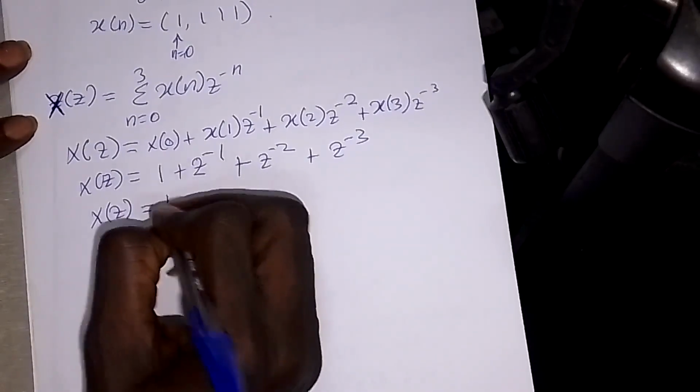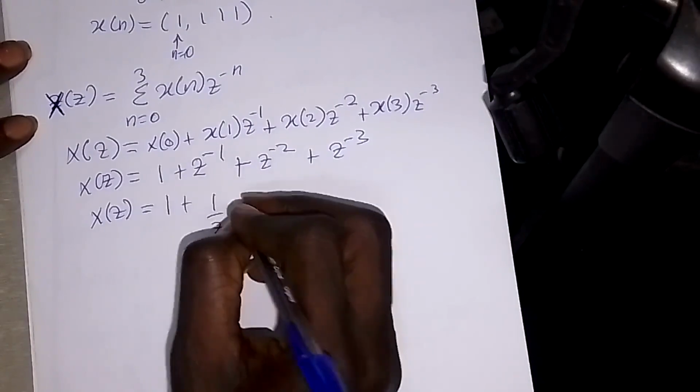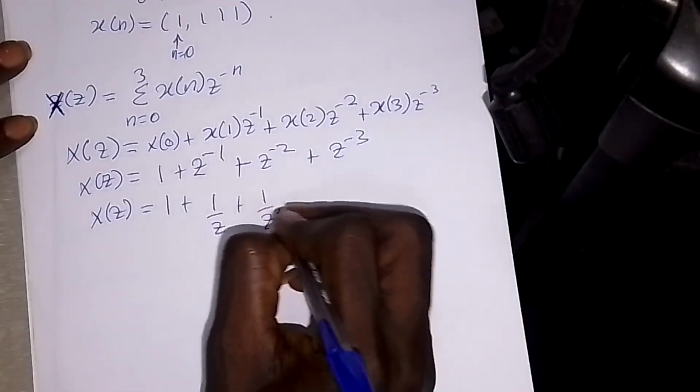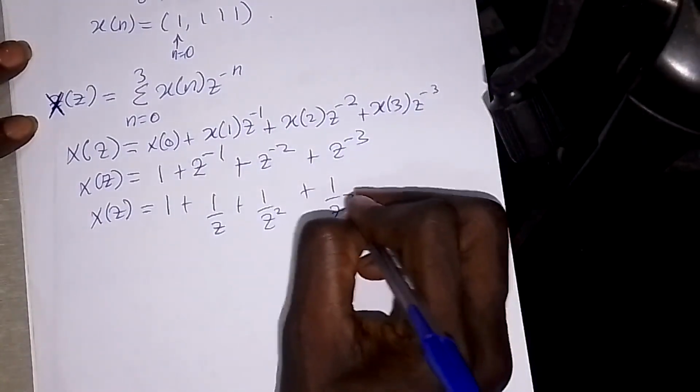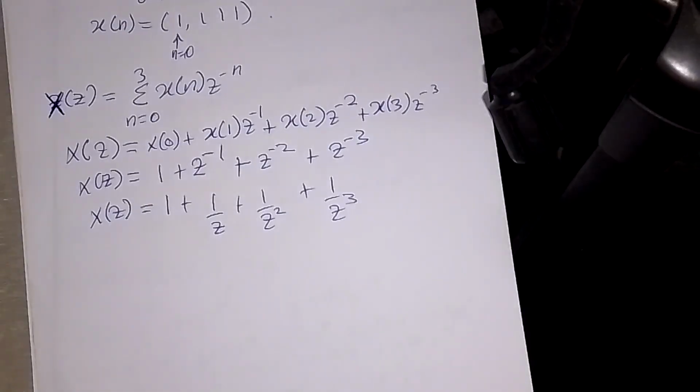So now my x of z is equal to 1 plus 1 over z plus 1 over z squared plus 1 over z cubed. So this is my sequence, this is my transform. Now, let me see what is going to be my ROC.